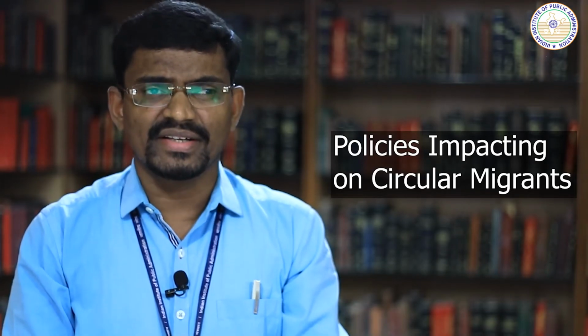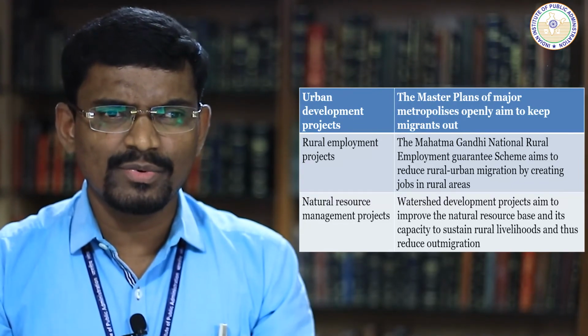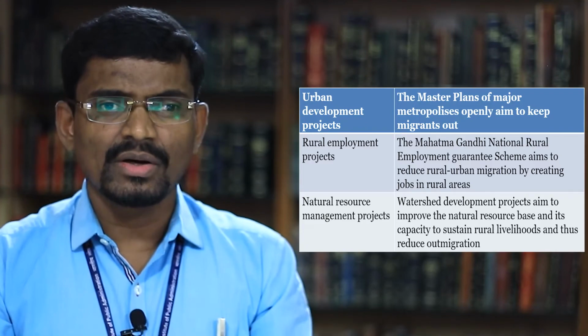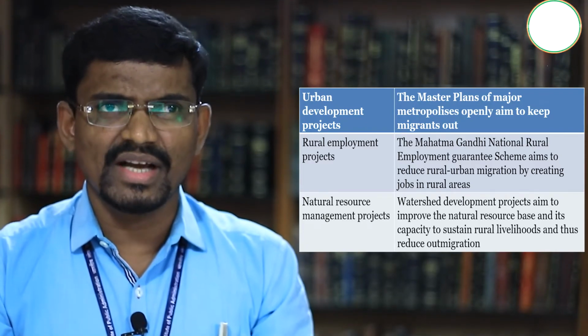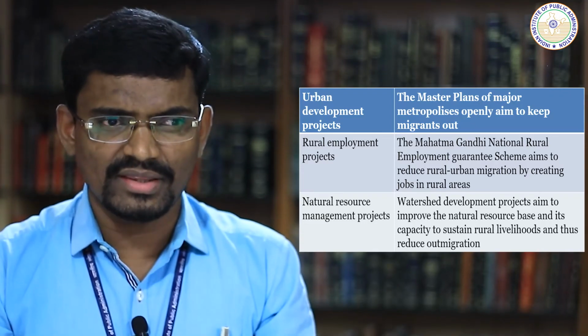Let us try to understand how the policies are impacting on the circular migrants. The overall policy environment in India is far from migration friendly. This is manifested in numerous rural development programs which try to offer alternative to migration. Urban development projects such as the master plans of major metropolises openly aim to keep migrants out, be that in Delhi or Mumbai or Chennai or Kolkata.